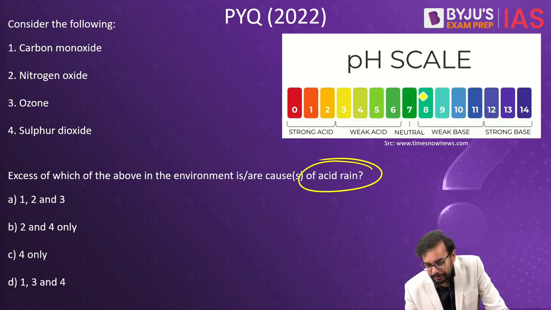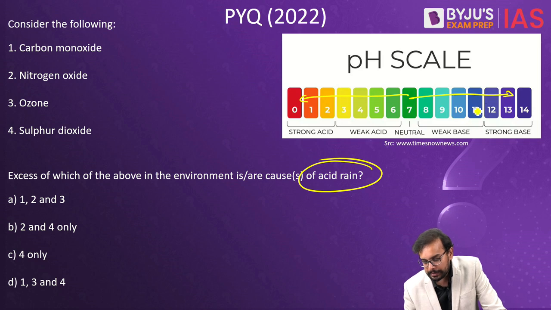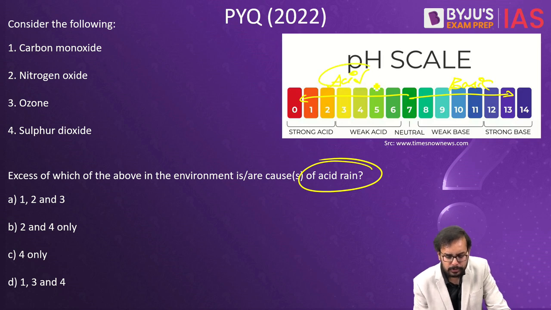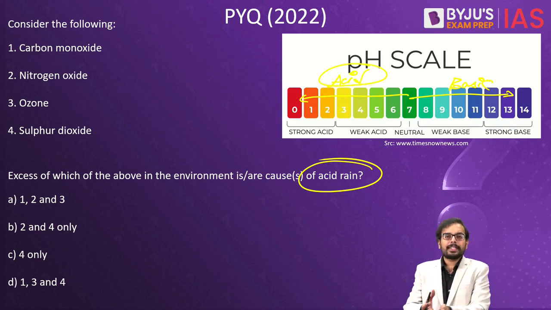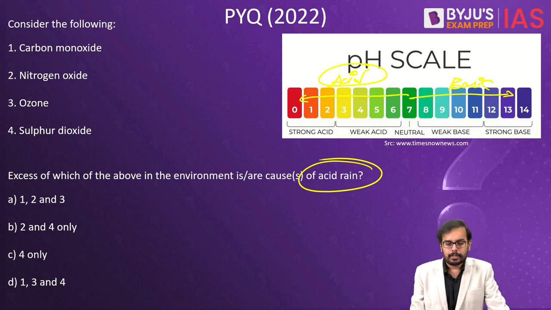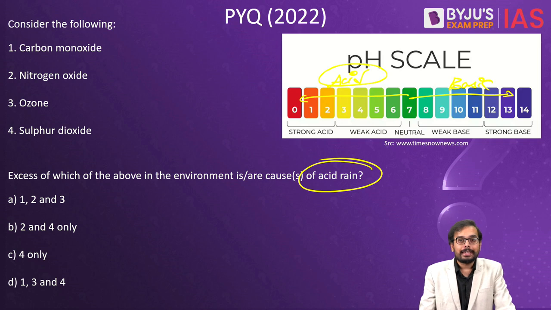Acidic in the sense, if the pH is less than say 7, this is your acidic zone. This is your basic zone. This is very common, school level. So pH less than 7, it is acidic. More than 7, it is basic. So your normal rainfall, is it acidic or basic?